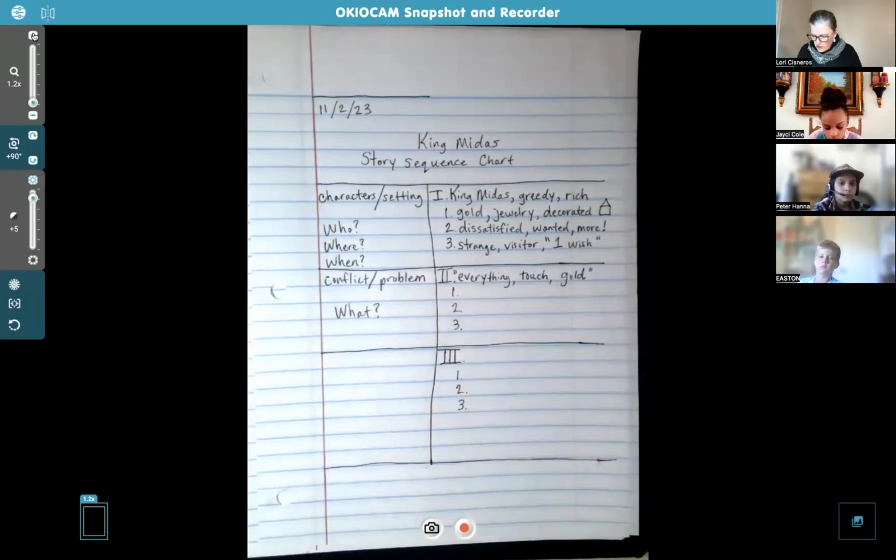Then, Easton, you can look back at the story. I know his daughter turns into gold, but that's a little bit later in the story, right? So what is the first thing, Easton? What are the first things that he turns into gold? When he first gets his bed, that's one. What else? Accidentally his food. Yeah, accidentally his food. What else?